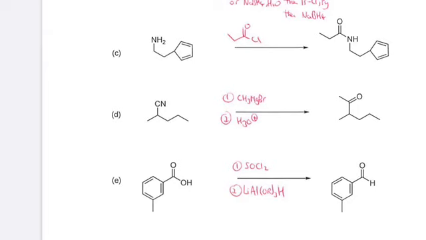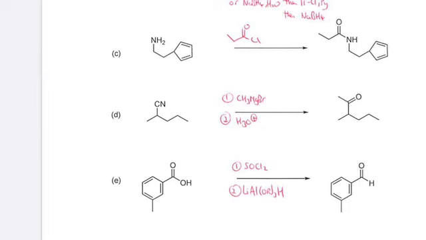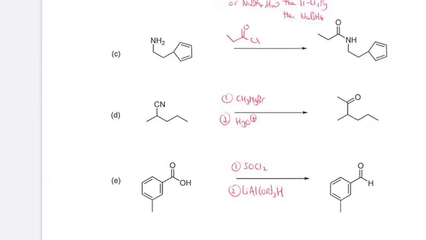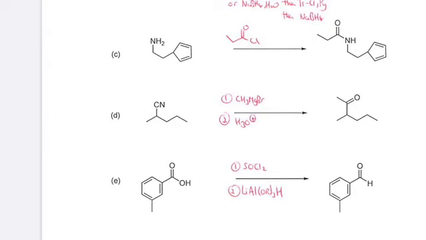Part D, the functional group interconversion is nitrile to ketone. So looking at the aldehydes and ketones summary, bottom of box 1, nitrile to ketone is Grignard followed by H3O+. You say, well, what Grignard do I need? The carbon of your nitrile, which becomes the carbon of your ketone, is now connected to a CH3 substituent. Therefore, you need the CH3 version of a Grignard, CH3MgBr.